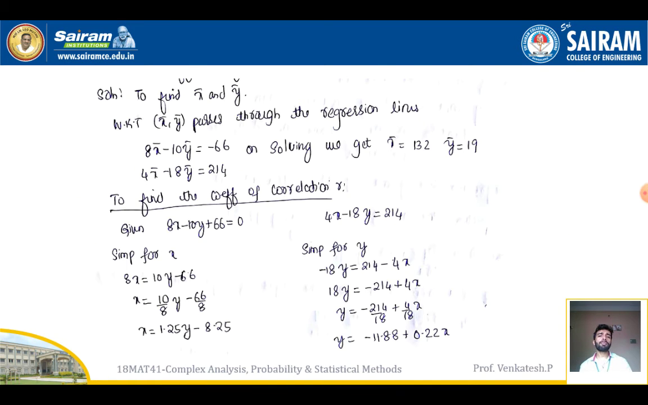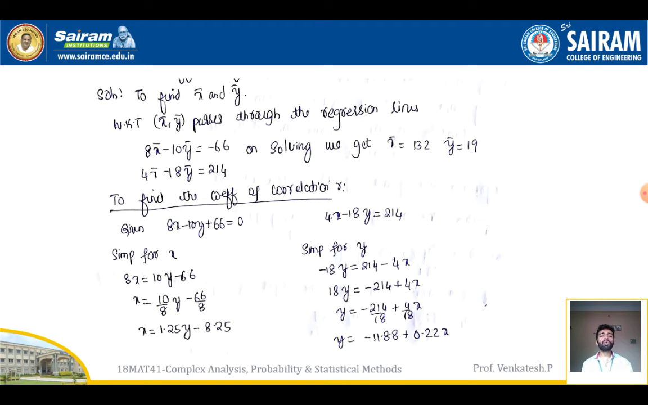In the previous problem also, I told how to find the values of x bar and y bar. As we know, (x bar, y bar) passes through both regression lines. So I'm converting all the x and y in the equations into x bar and y bar. I'll get 8x bar minus 10y bar is equal to minus 66, and 4x bar minus 18y bar is equal to 214. On solving these equations in the calculator, in equation mode with 2 unknowns, I'll get the mean of x is equal to 132 and the mean of y is equal to 90.